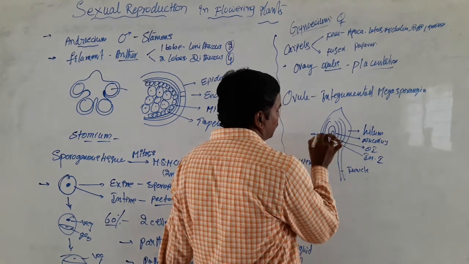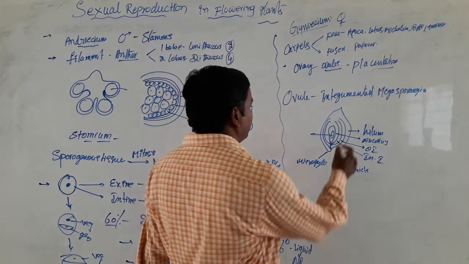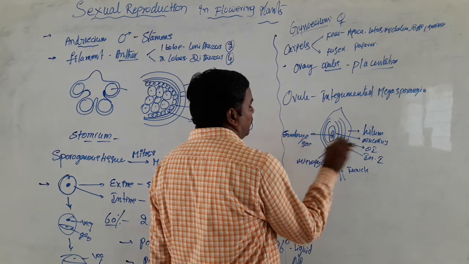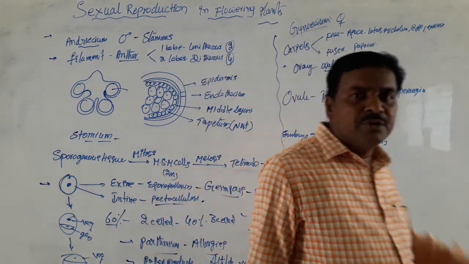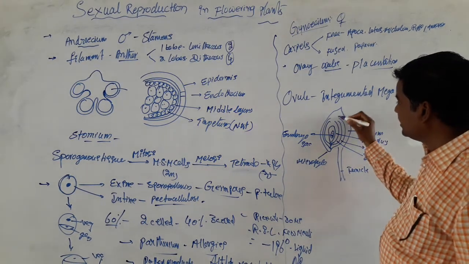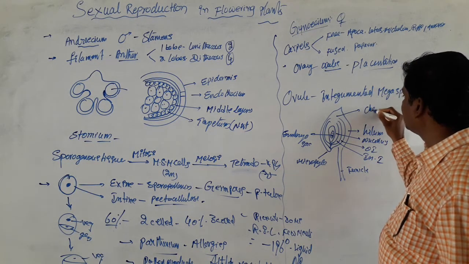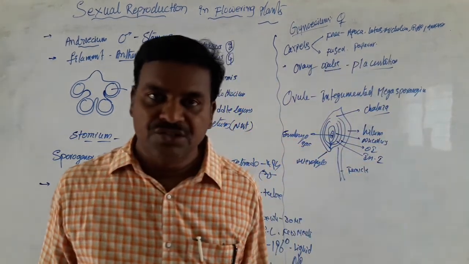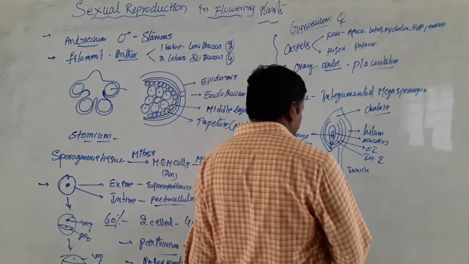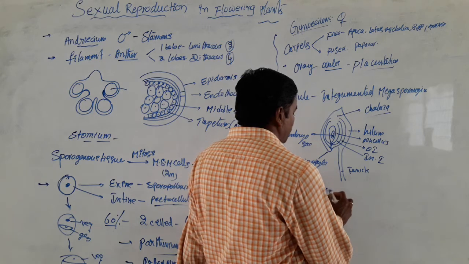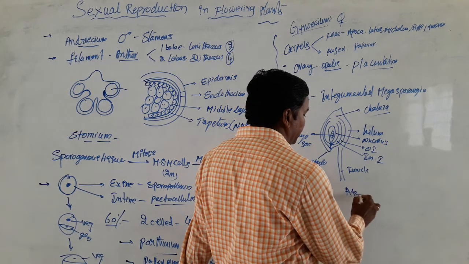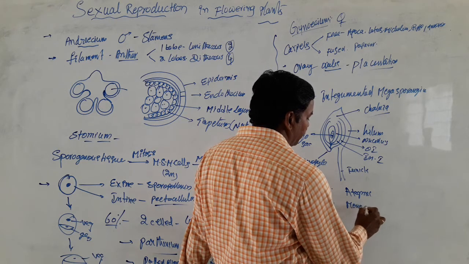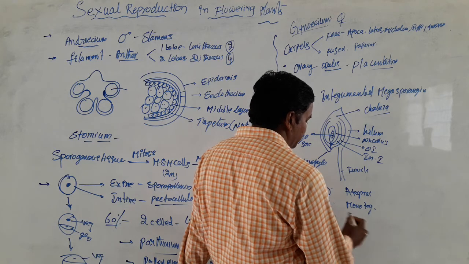In a mature ovule, there is a female gametophyte. This is called the embryo sac. The basal part of the ovule where the funiculus, integuments and nucellus are united is called the chalaza. Students, based on the number of integuments, ovules are divided into three types: zero integuments, ategmic; one integument, unitegmic; two integuments, bitegmic.